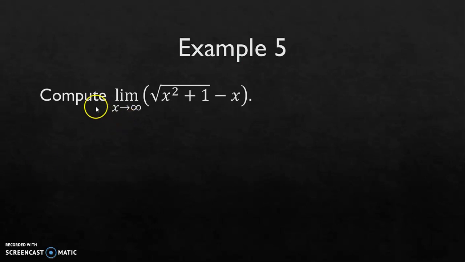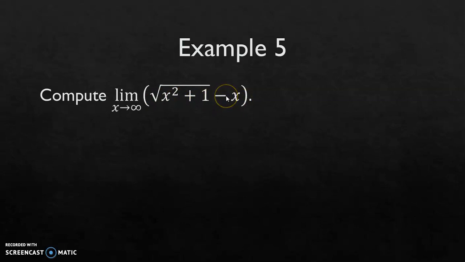Okay, in example 5, it says to compute the limit as x approaches positive infinity of this value. So notice this is a really hard thing to figure out. If I put in a positive infinity, like what does that even mean? So what I'm going to do is I'm going to multiply by the conjugate radical, which means that I copy everything the same, except I change this to a plus.